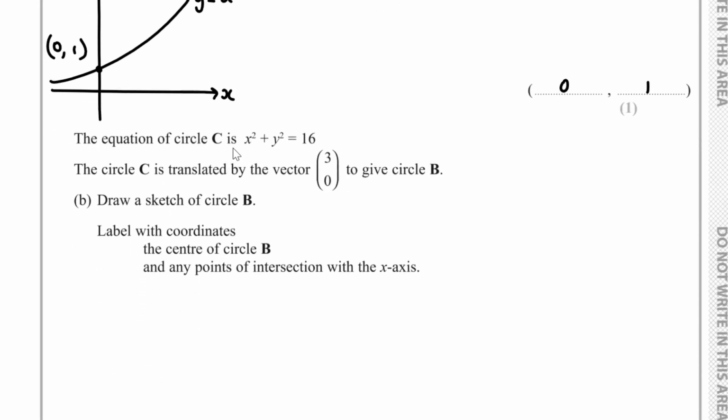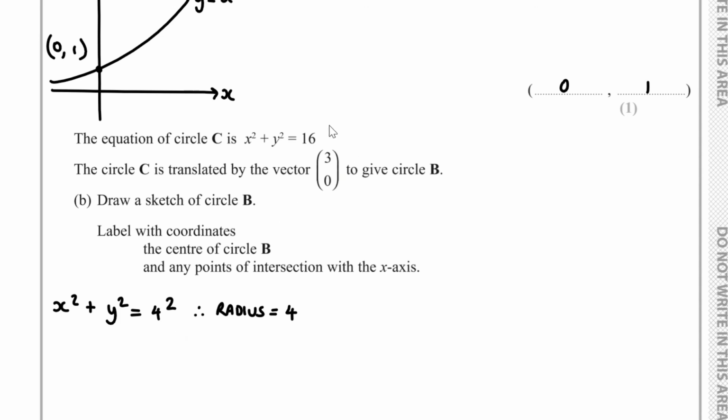Now for part B, the equation of the circle C is x squared plus y squared equals 16. The circle C is translated by the vector 3, 0 to give circle B. We have to draw a sketch of circle B. We have to label with coordinates the centre of circle B and any points of intersection with the x-axis. So, first of all, what you will find is if I rewrite the equation of C as x squared plus y squared equals 4 squared, obviously 4 squared equals 16, you can see here that the radius is equal to 4.